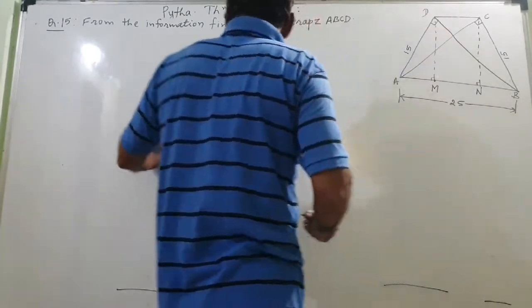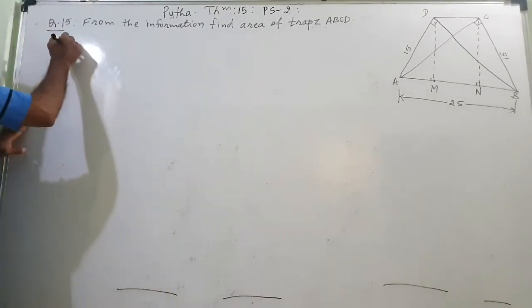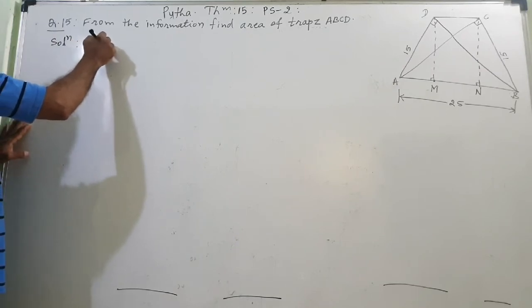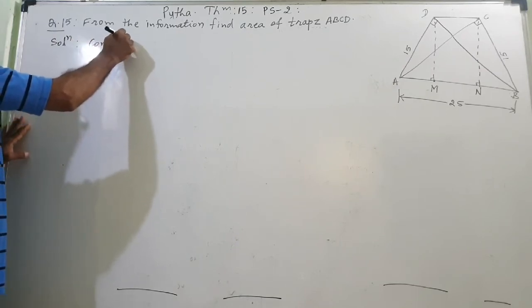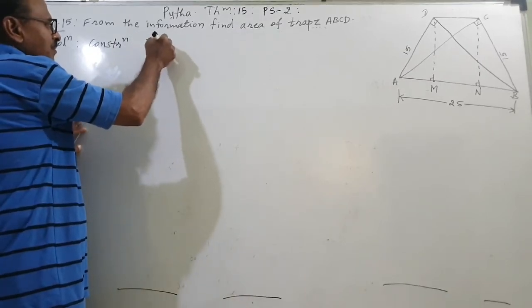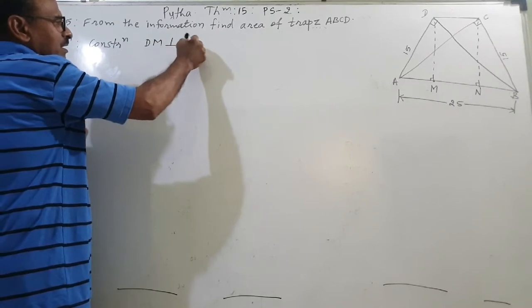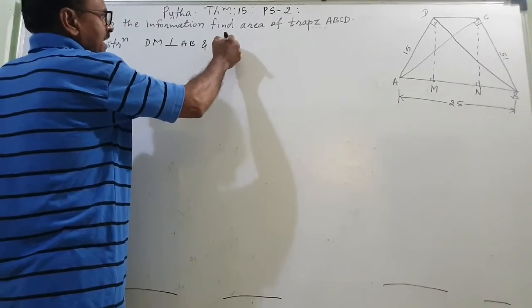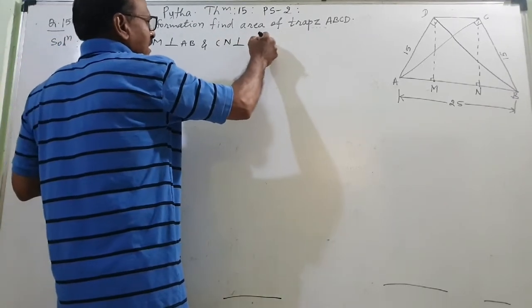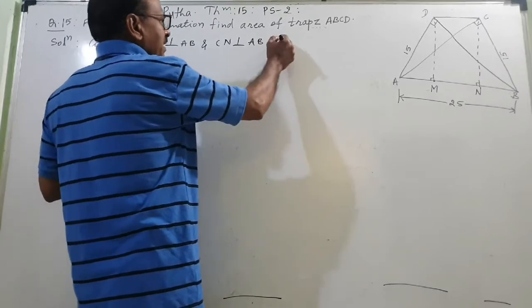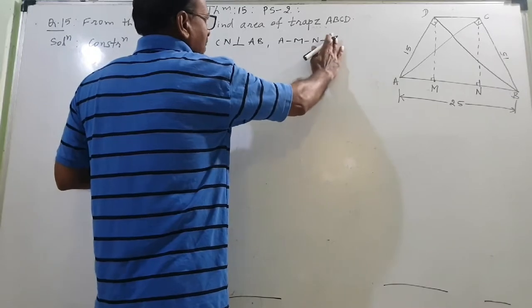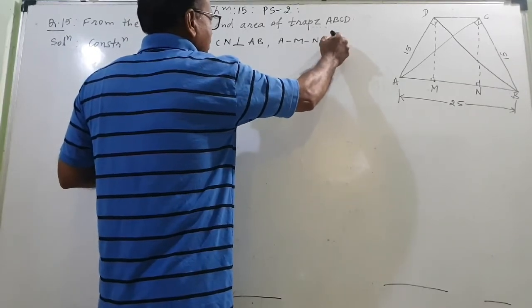So this is a construction that I will also do. Solution, construction. What is the construction? DM perpendicular AB and CN perpendicular AB. A, M, N, C, B. This is our construction.